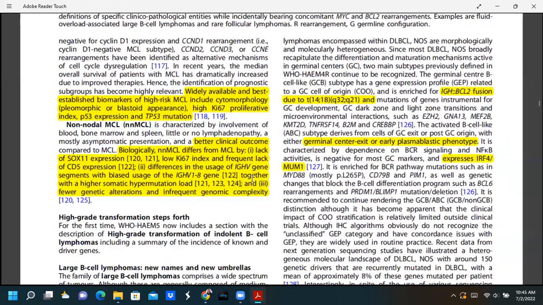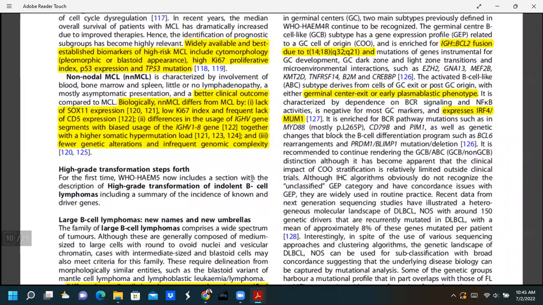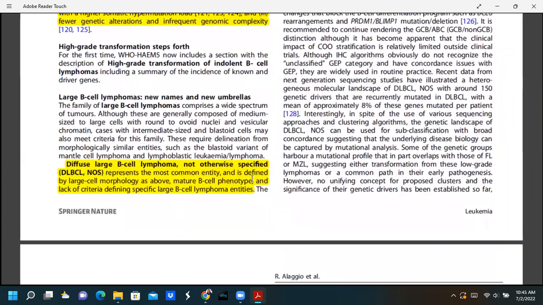The next in mantle cell is non-nodal, which was initially like leukemic. Although it is leukemic, they still had a better clinical outcome. Their features are different from classical mantle by lack of SOX11 expression, and they have low Ki67. So no CD5, no SOX11, low Ki67, and for IGH, they use a specific IGH, which is IGHV1-18, and they have high somatic hypermutation. Since it is associated with better clinical outcomes, I remember it has fewer genetic alterations and infrequent complexity. Then now there is high-grade transformation or large B-cell lymphomas.